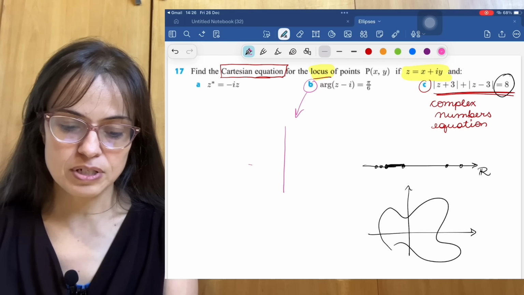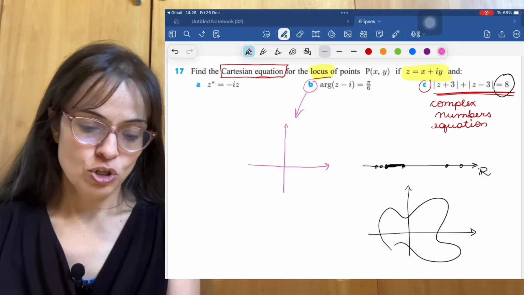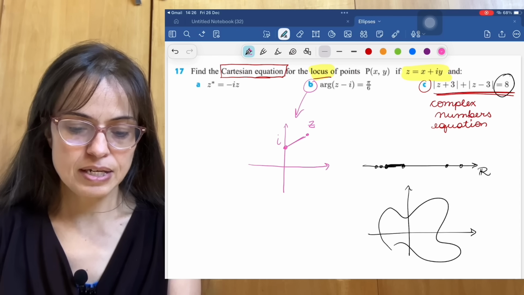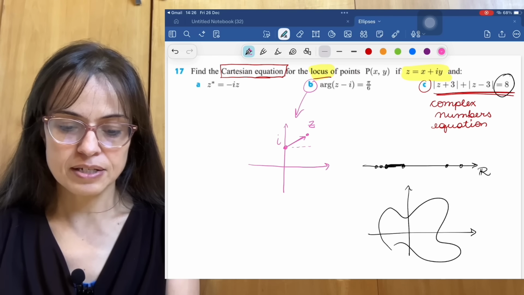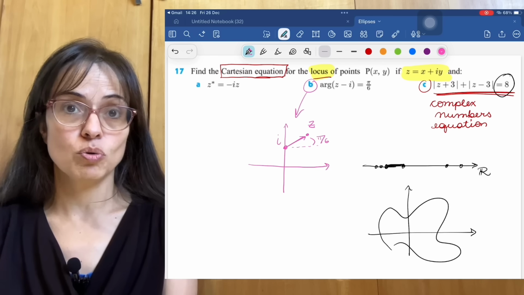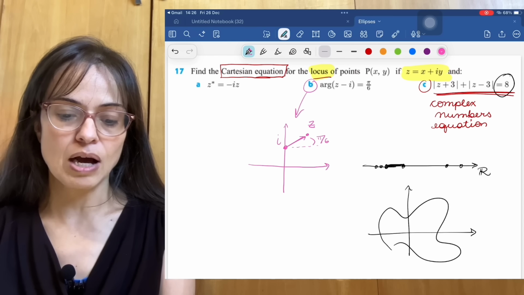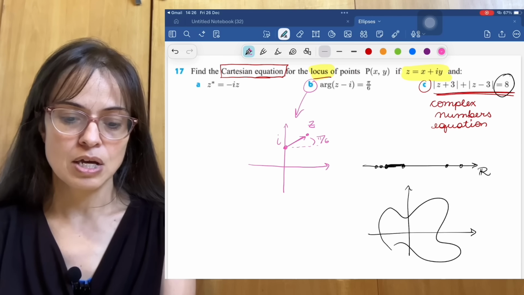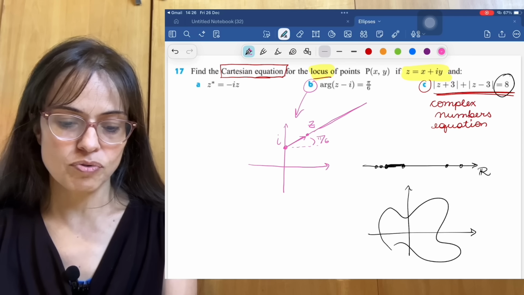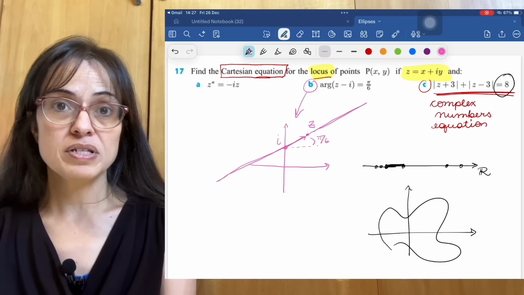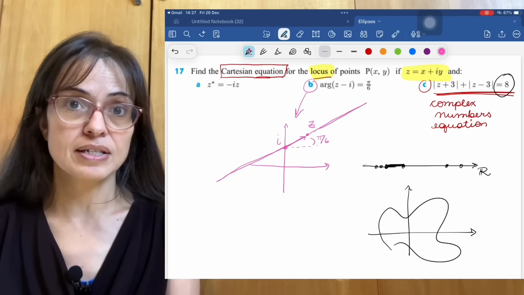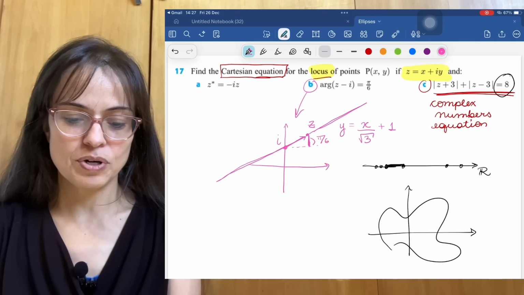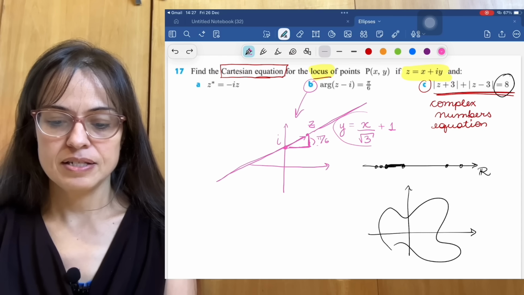Anyway, we do part B, for example. The argument of z minus i is pi over 6. So you have the i here. Your z will be something, for example, here, such that z minus i, which is this, has an argument of pi over 6. But nobody said anything about how far away from i z is. It's just that it has this argument. Nobody said anything about the modulus. So any z along this line will do, which means that the locus is the equation of this line, which is this one. You just think about the slope of the line, the rise over run, that's the tangent of pi over 6. So that's the answer to part B.